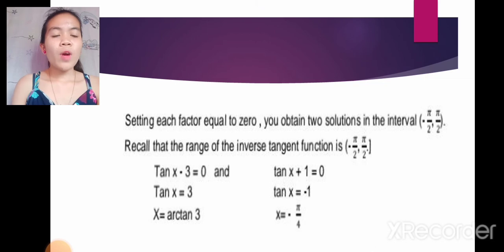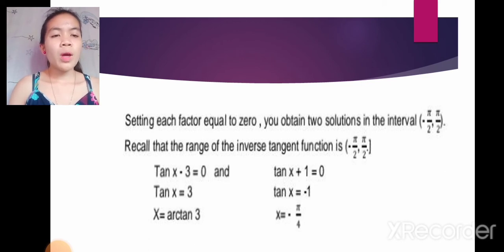Next, setting each factor equal to 0, you obtain two solutions in the interval negative pi/2 to positive pi/2. Recall that the range of the inverse tangent function is negative pi/2 to pi/2. So tan x minus 3 = 0 and tan x plus 1 = 0. First, tan x minus 3 = 0. Let's add positive 3 to both sides. So tan x = positive 3, so x = arctan 3.